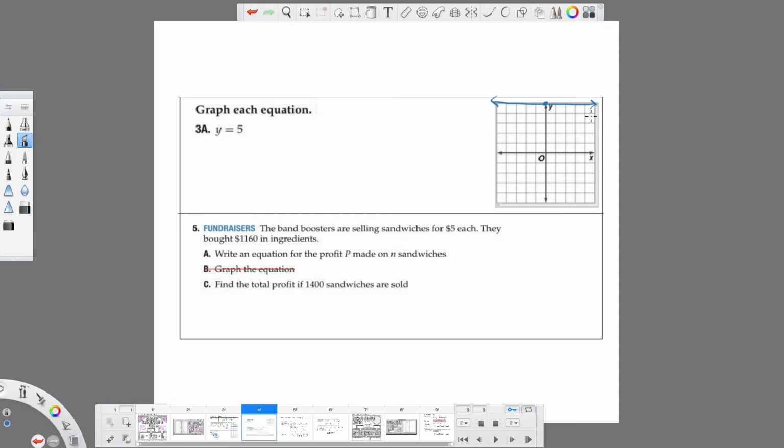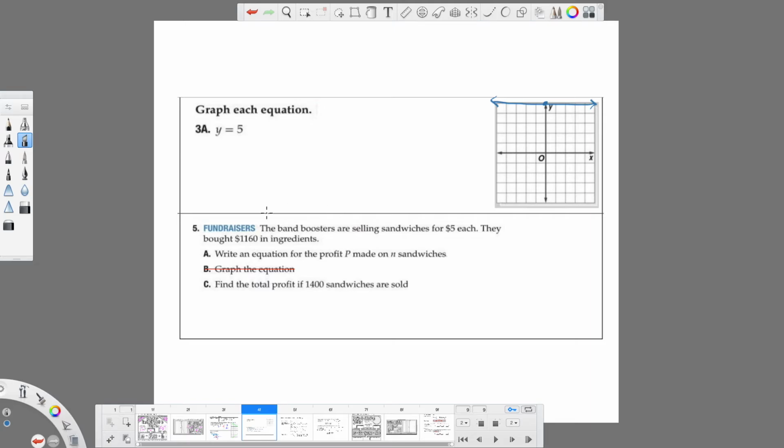All right, let's look at this last piece here. We have the band boosters are selling sandwiches for $5 each. They bought $1,160 in ingredients. And we need to do 2 things. It was asking for 3 things. I'll talk about why B is crossed off in just a moment. And I can even show kind of a graphic for it. But it's a little bit difficult to graph numbers this big and have the scale be kind of nice looking.